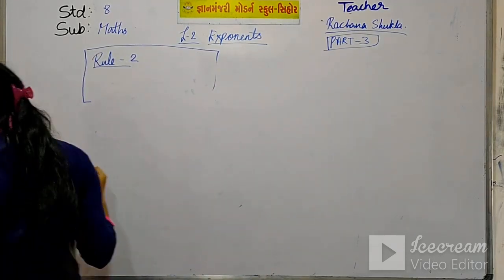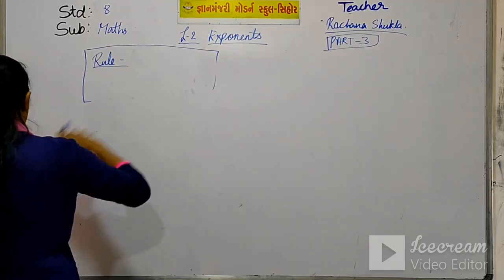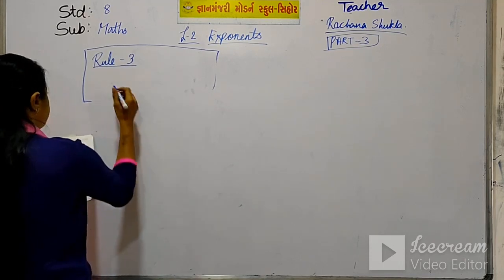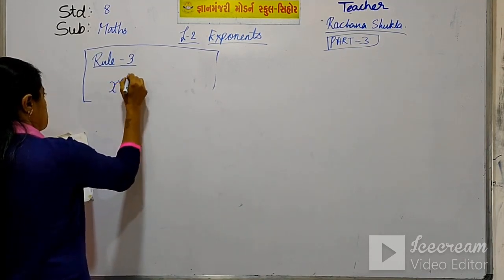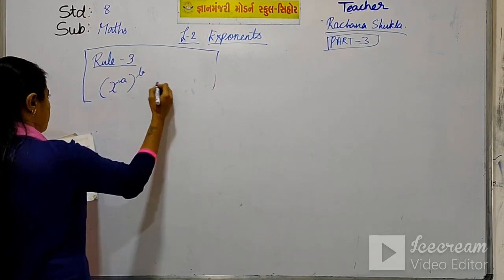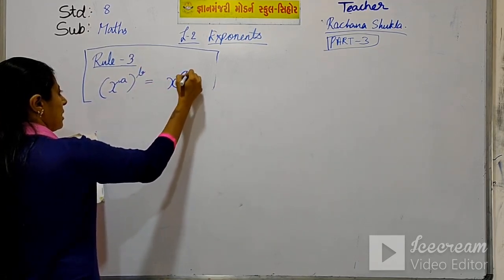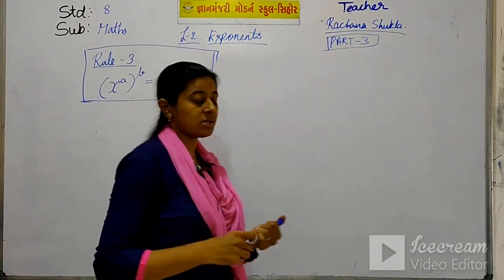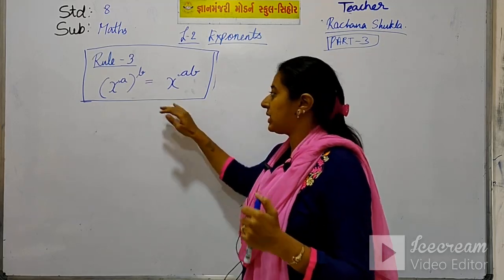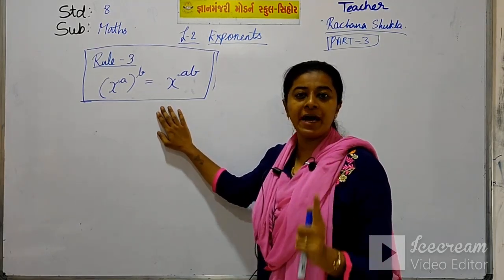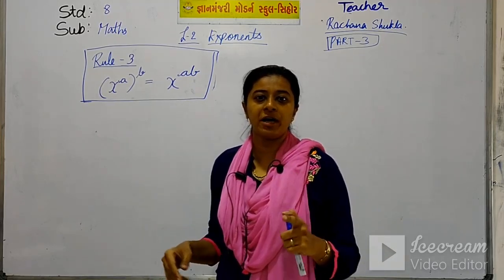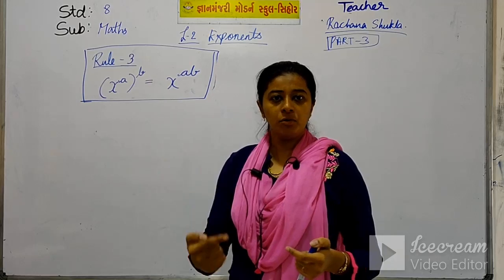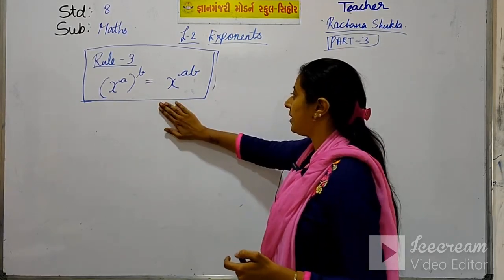Now going to start with rule number 3. Your rule number 3 is x to the power a whole to the power b is equal to x to the power a into b. See, look here, this is rule number 3. You will write rule number 3 in your fair book. You will make a new page. First you will write rule number 1, then rule number 2 and rule number 3.